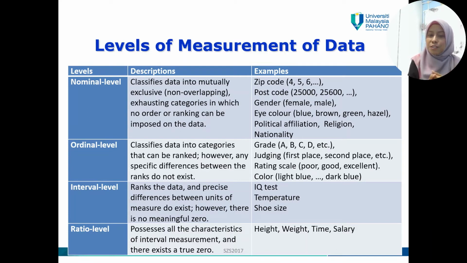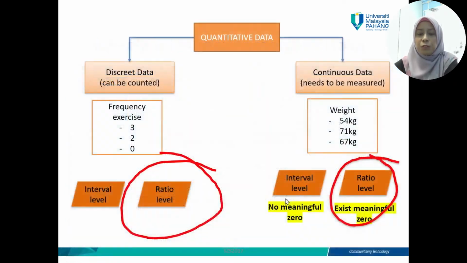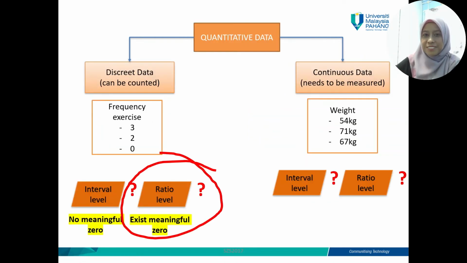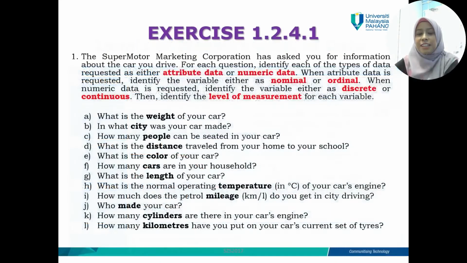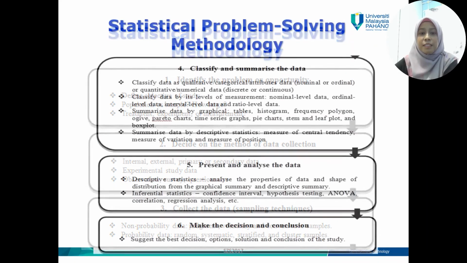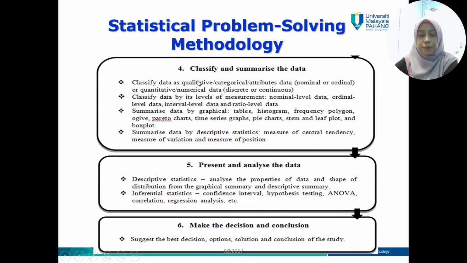IQ test is considered as interval level. Another example is temperature and shoe size. Okay, class? So that's how you classify your data. You need to make sure to know whether it is quantitative discrete, interval, or ratio. For qualitative data, is it nominal or ordinal? Alright, itu dia. Classification of data. Please try these exercises on your own. And that is the fourth step, to classify the data.